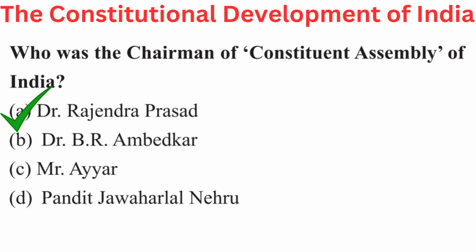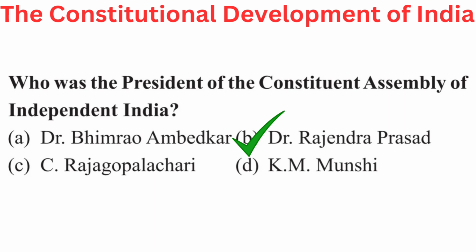The question is, who was the chairman of Constituent Assembly of India? Your options are A. Dr. Rajendra Prasad, B. Dr. B. R. Ambedkar, C. Mr. Iyer, or D. Pandit Jawaharlal Nehru. Right answer is A. Dr. Rajendra Prasad.